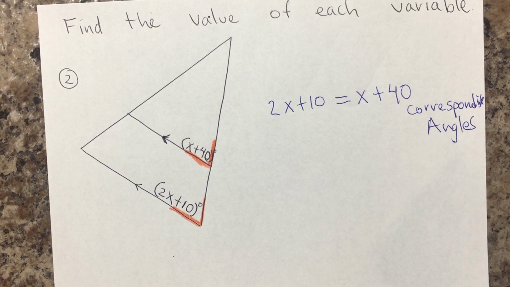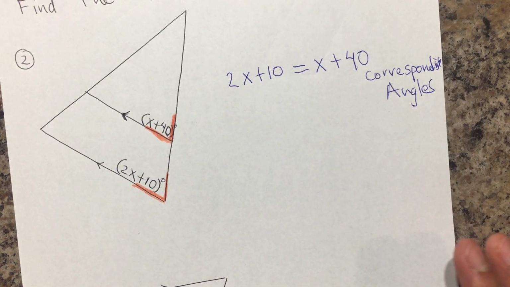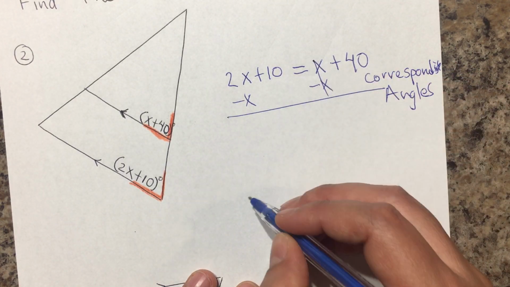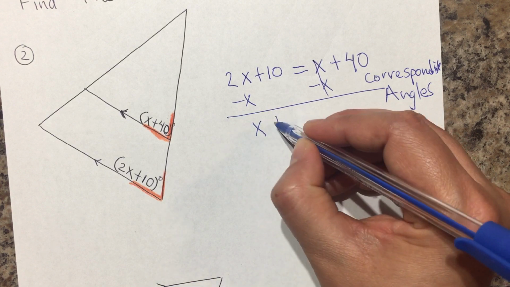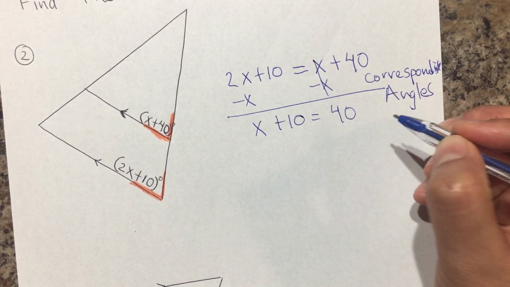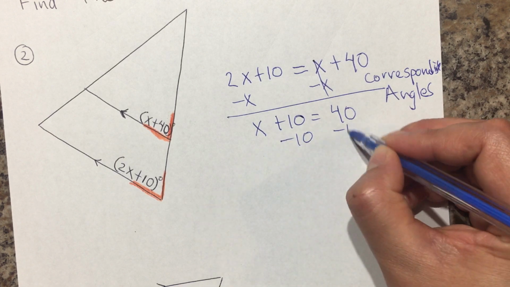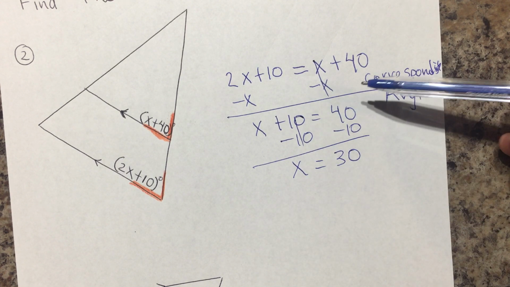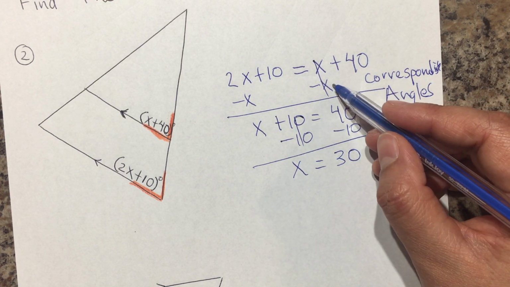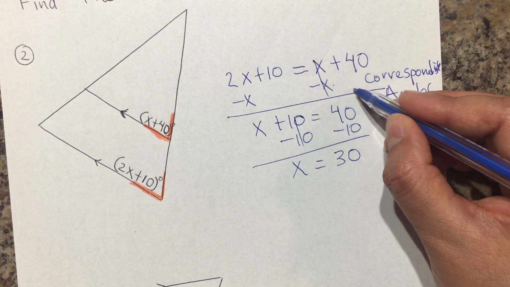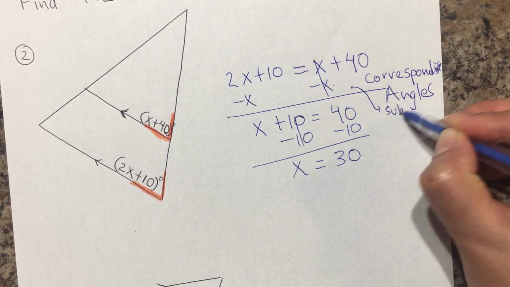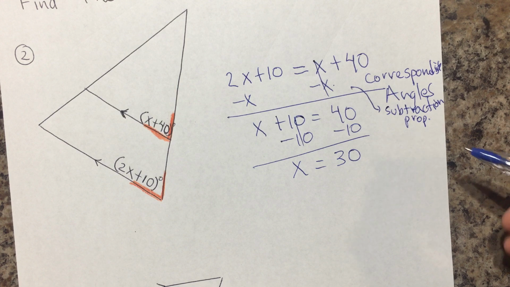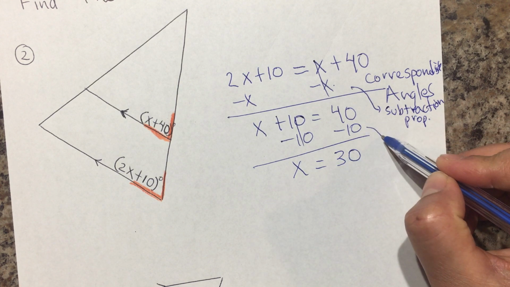Sometimes it's going to ask you to justify and sometimes it won't, so it's good to know. The first thing you're going to do is subtract x from both sides. 2x minus x is x, plus 10 equals 40. Then you subtract 10 from both sides and x is equal to 30. In here you can also justify each step. This is because of the subtraction property, which we learned back in math 1. This is also subtraction property.